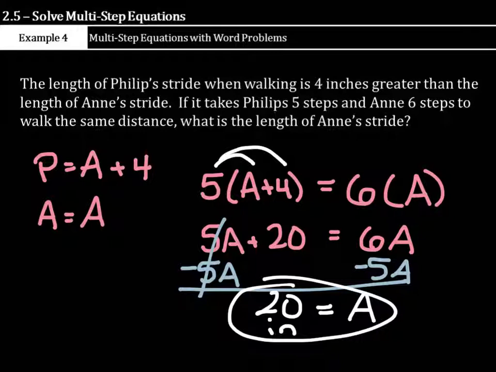So for this type of problem, we said Philip's was Anne's plus 4, Anne was Anne. We know 5 of Philip's strides has to equal 6 of Anne's strides, and we distributed and solved the equation.